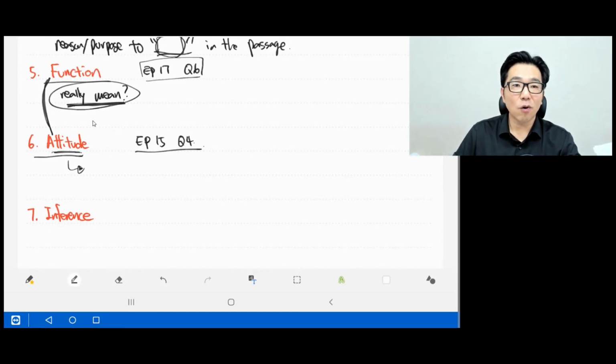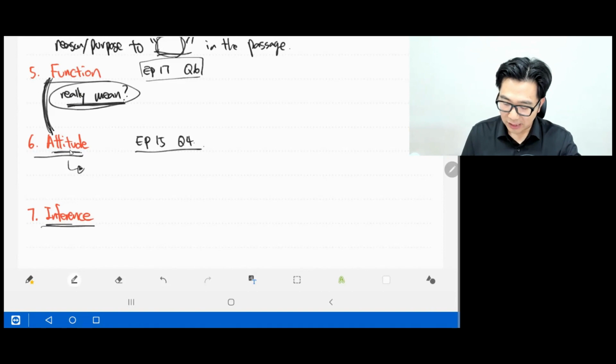So one is looking for what does the speaker really mean? And the second one, attitude, is by saying that, what kind of attitude we can get from this speaker? Positive, negative, or does he really mean that? Or he's meaning something else? What is his attitude? Okay. But it's very similar to the function question.